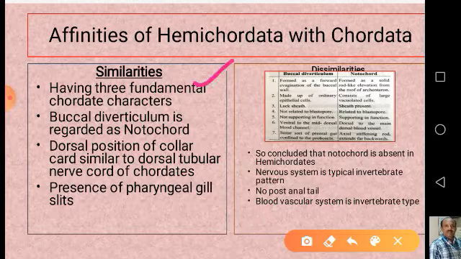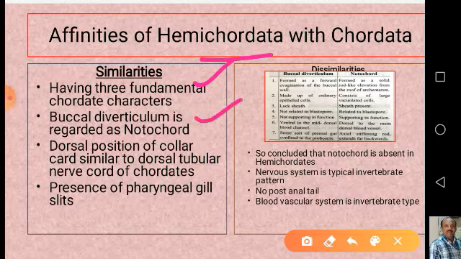Three fundamental chordate characters, that means presence of notochord, presence of tubular nerve cord, and presence of pharyngeal gill slits, are also present in Hemichordates. So this point gives a big boost to the scientists who argue that Hemichordates belong to the Chordata. Now second one is Buccal diverticulum is regarded as notochord.